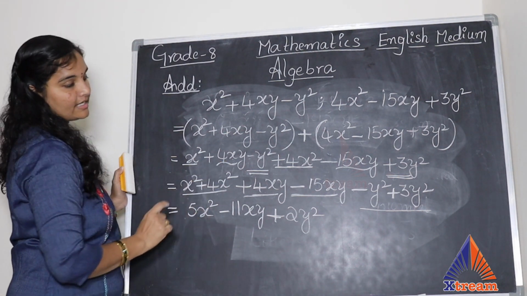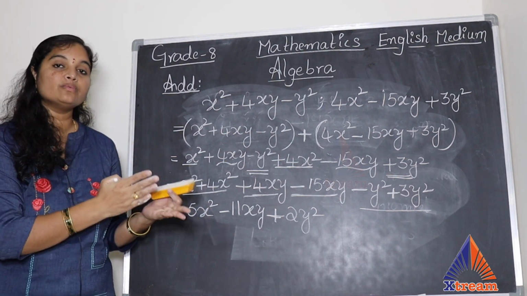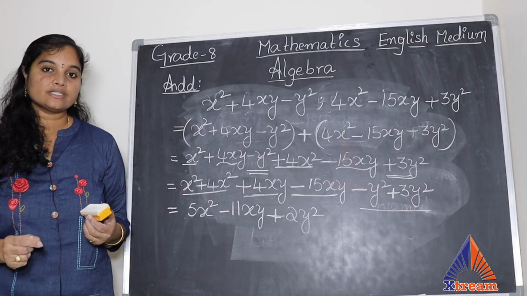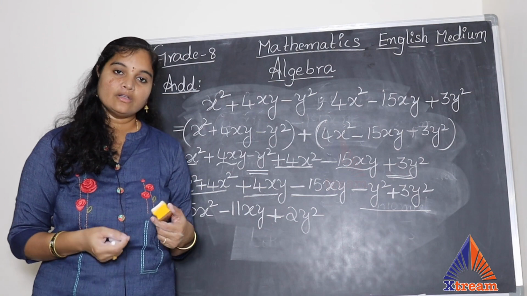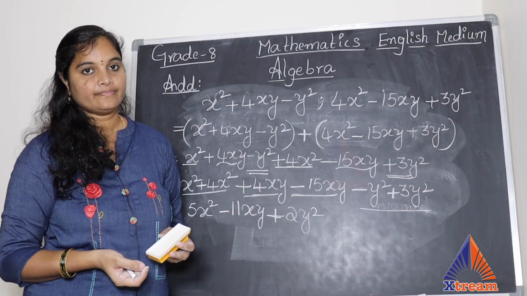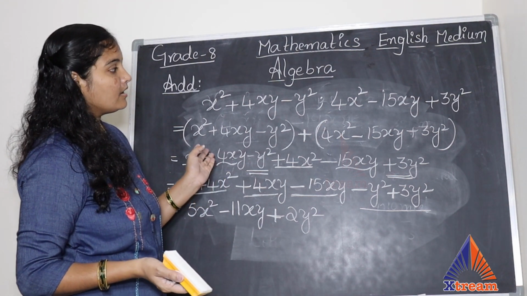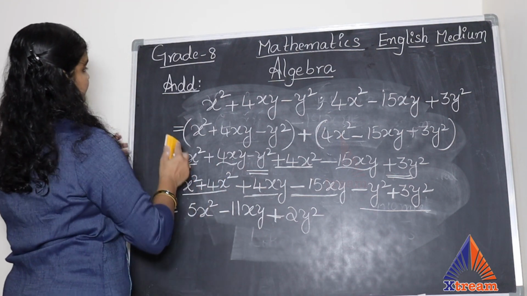This is how we add. First we group them according to the like terms, and then according to the operations we will be either adding or subtracting them. Okay, let's understand by taking a few more examples.